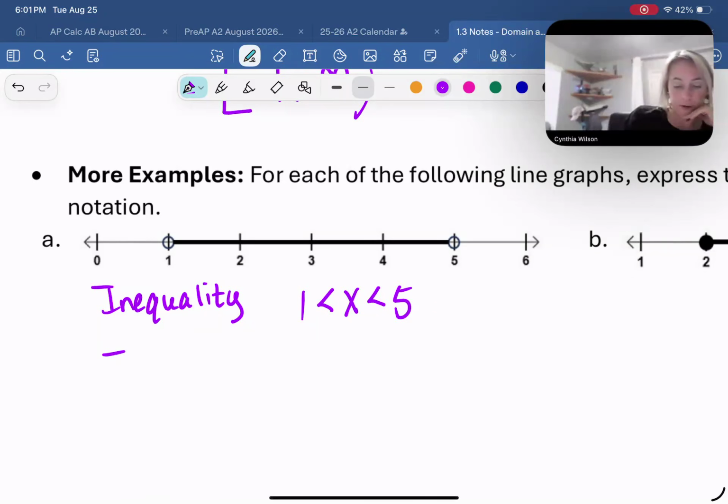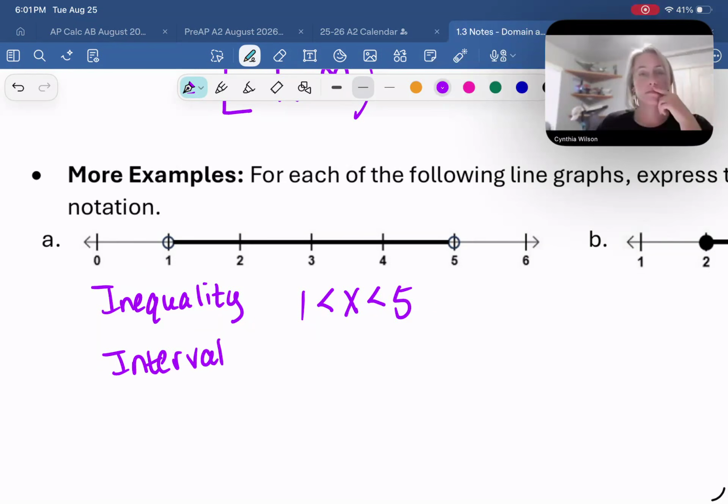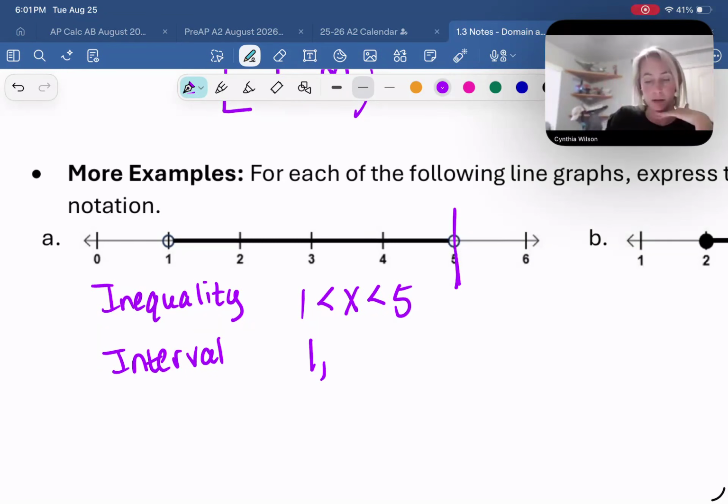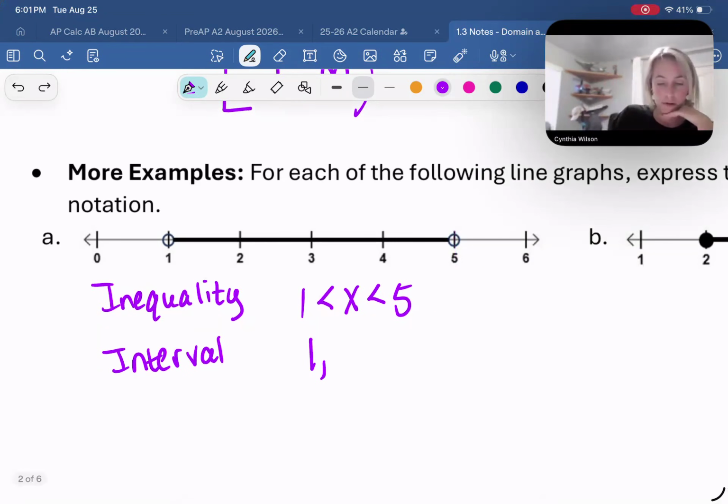And we have interval notation. I can see where I begin at 1. I can see where I end here at 5. Open, non-inclusive, it's exclusive. So I get parentheses.